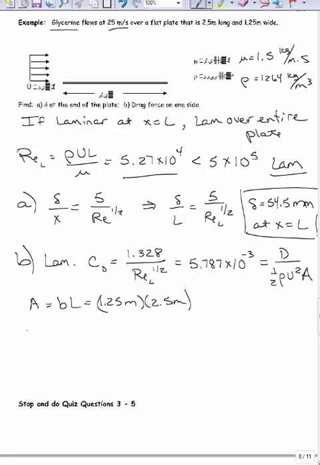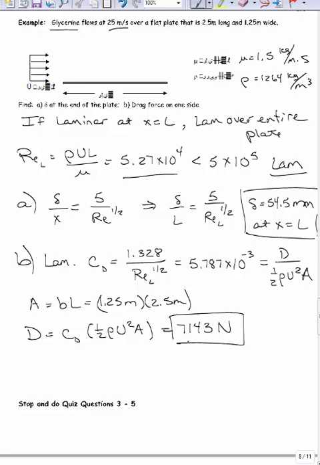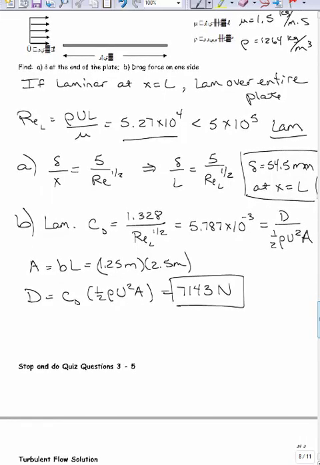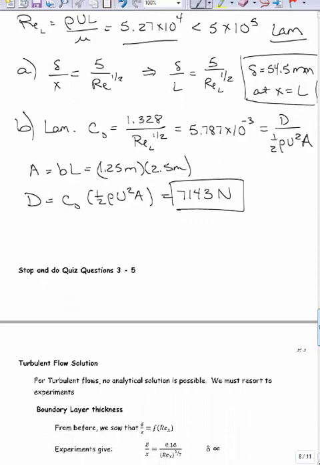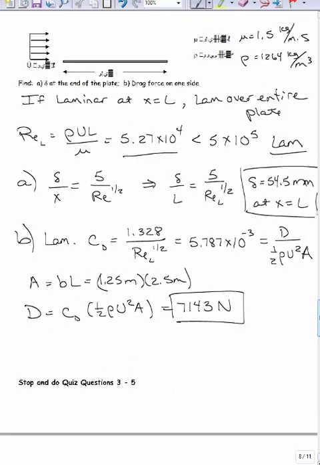Okay, so plugging all that in, I'm going to get drag equals CD times 1/2 rho u squared A, which comes out to be 7,143 newtons. Really big. Okay. And again, the alternate method would be just to plug into that drag equation that you had for laminar flow. So stop here and do quiz questions 3 through 5.